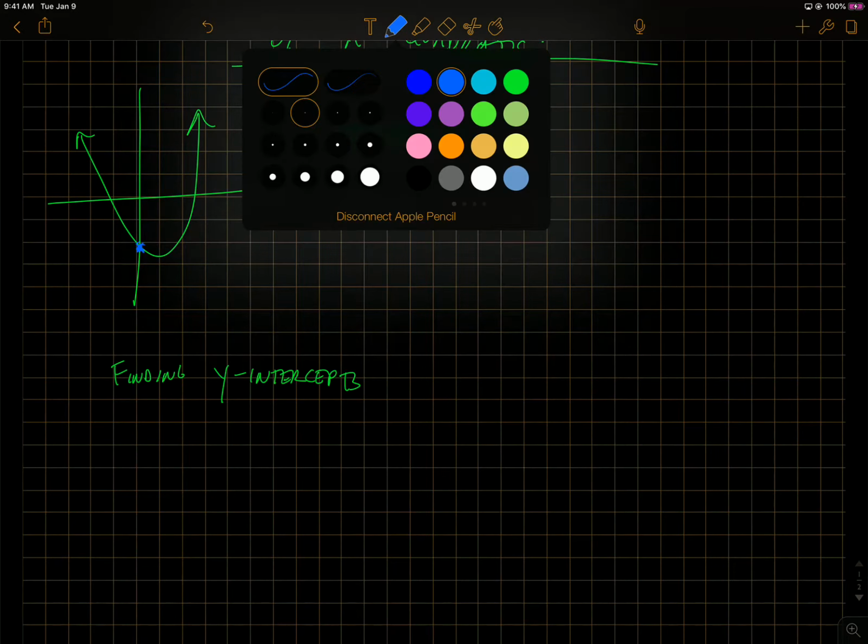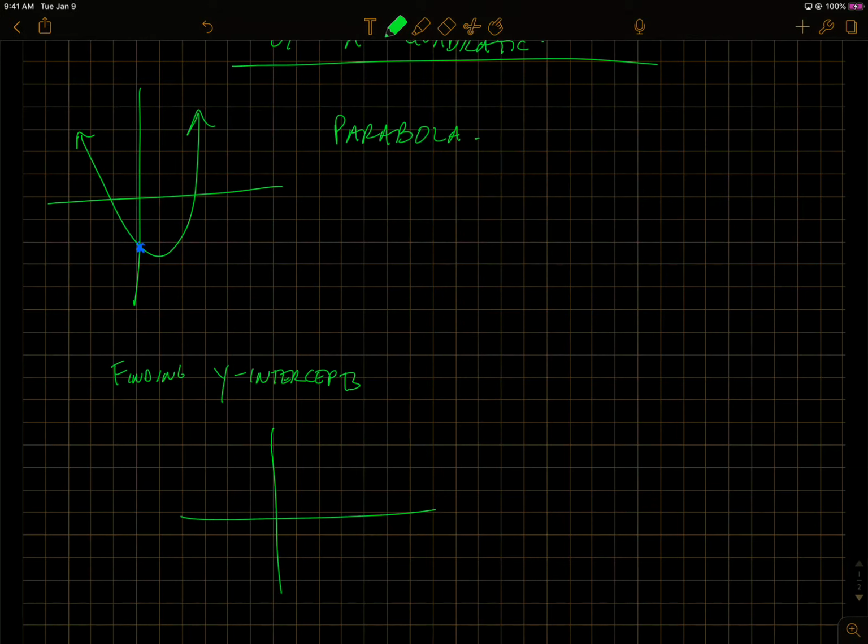One of the questions is, well, what if it's like over here? But remember, parabolas just keep getting wider and wider. They get wide slowly over time. They go up a lot faster than they go wide. So eventually it will hit the y-axis somewhere up here. Okay? So there's always going to be one y-intercept.